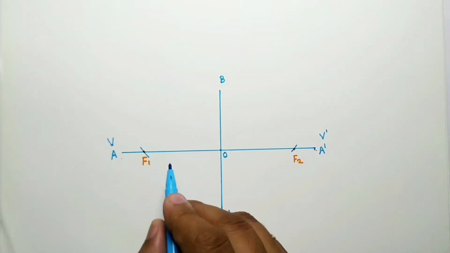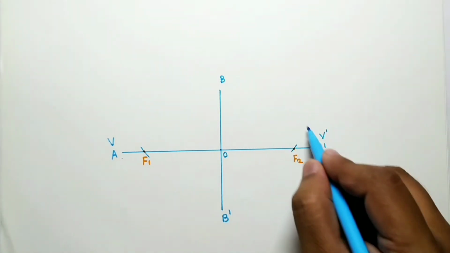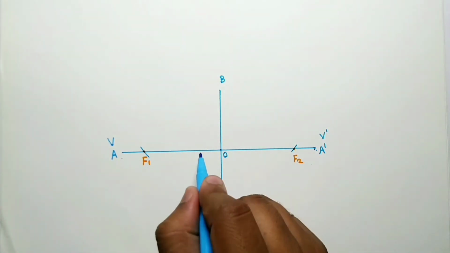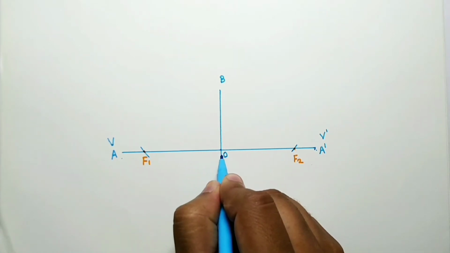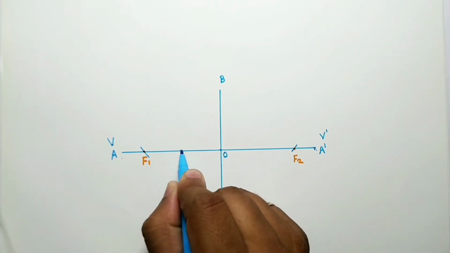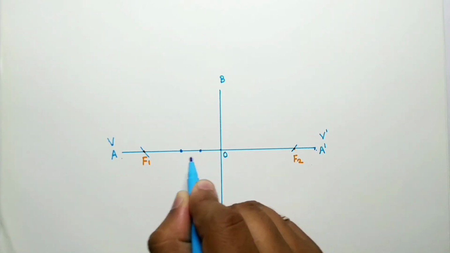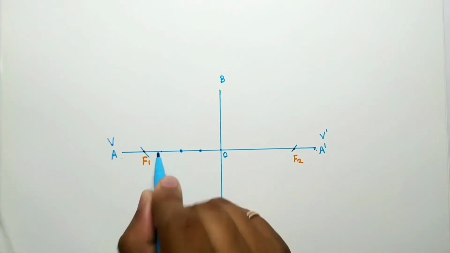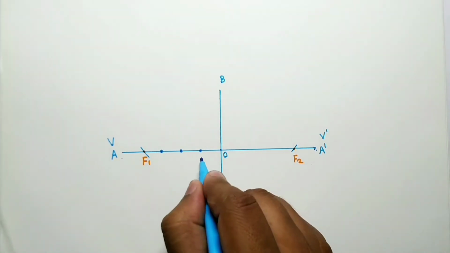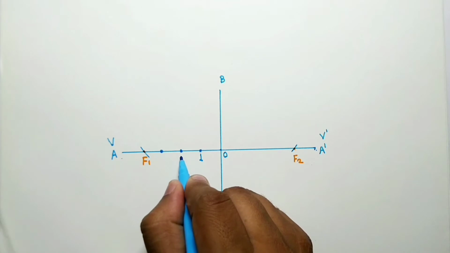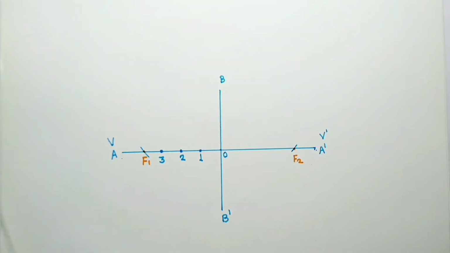So this is the first focus point F1 and this is the second focus point F2. Now take some points between the focus and the center to find the locus points of the ellipse. First take a point between the focus and the O point at the center, then between these two, and then between this one. So take three points, and name them 1, 2 and 3.